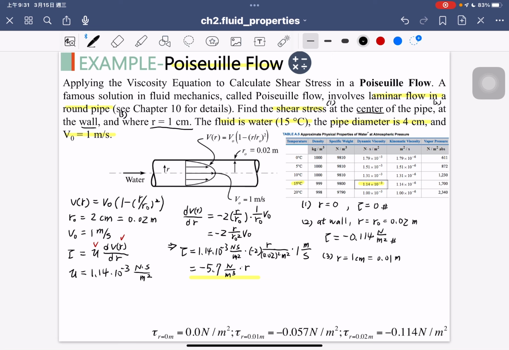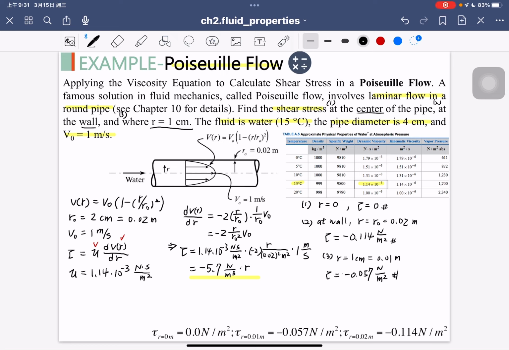Okay, so in that case, we can calculate the shear stress very quickly based on the equations. So we know that this will equal minus 0.057 Newton per square meter. Okay, so that's the result.